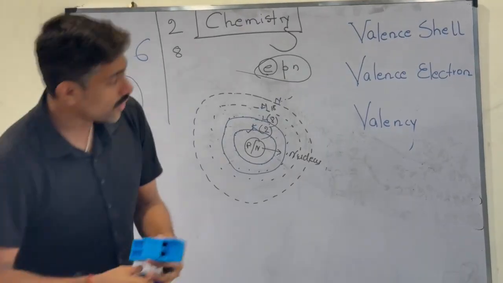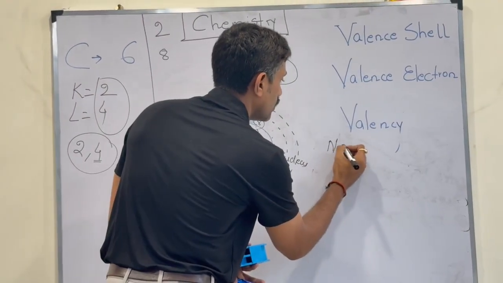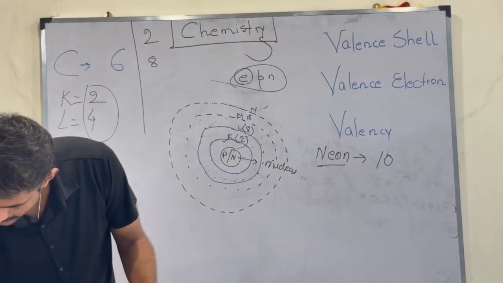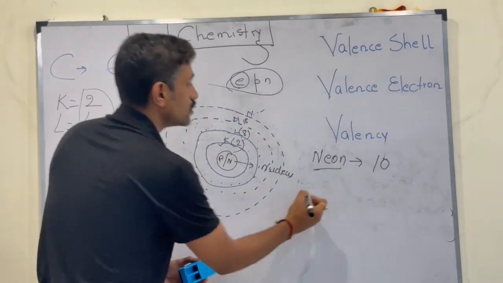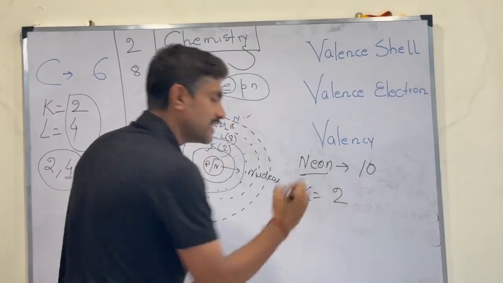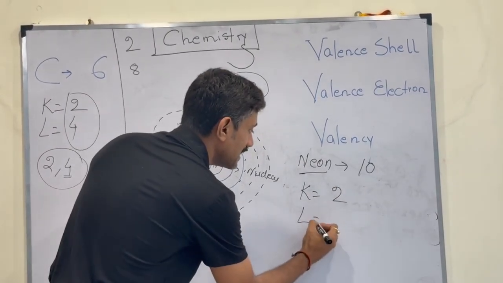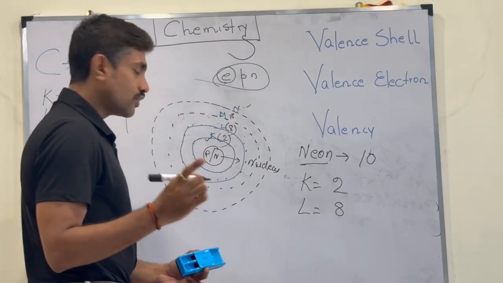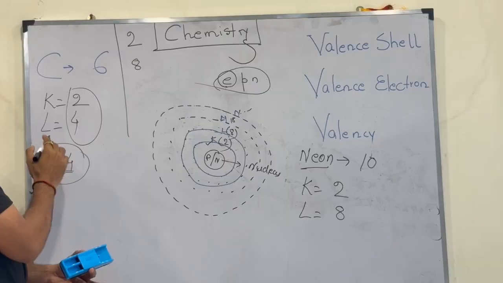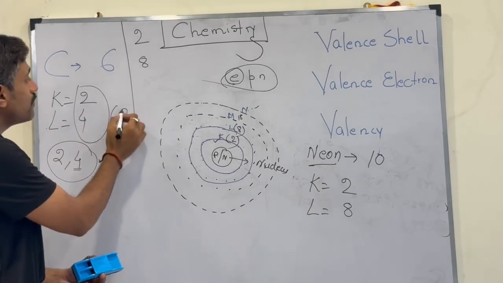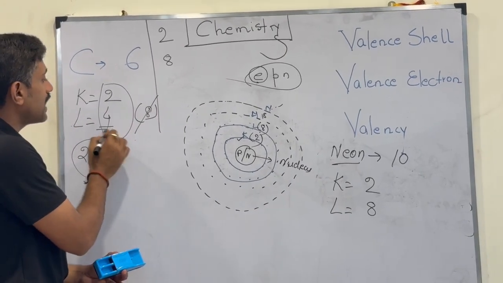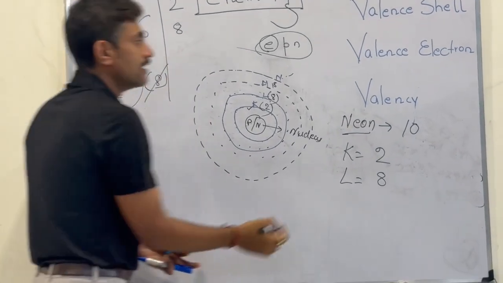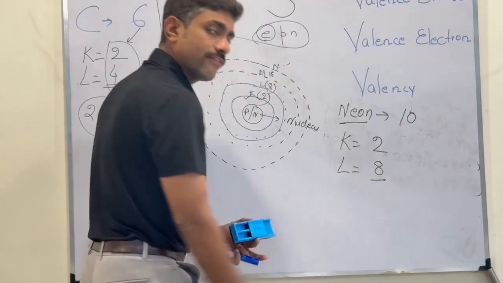Let me tell you neon. Example. So neon has atomic number 10. In the K shell, it can only fit 2 electrons. In the L shell, it can fit 8 electrons. Yes or no? Here in terms of carbon, the L shell can have a maximum of 8, but since only 4 are left, it was having only 4. So 4 plus 2, 6. So it is matching this one. But in neon, all the shells are filled.